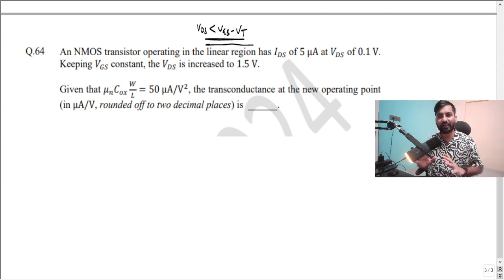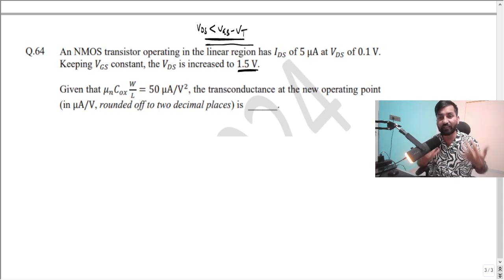They have given the current IDS as 5 microampere at VDS equal to 0.1 volt, so here the VDS is quite small. Keeping VGS constant, you now have to increase VDS. The new VDS is given as 1.5. But in this question you don't know the value of VGS minus VT, the overdrive voltage, since they did not mention VGS or VT.